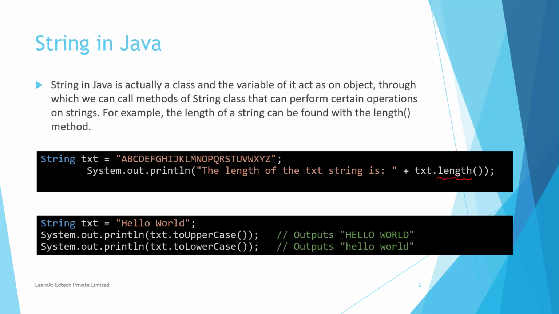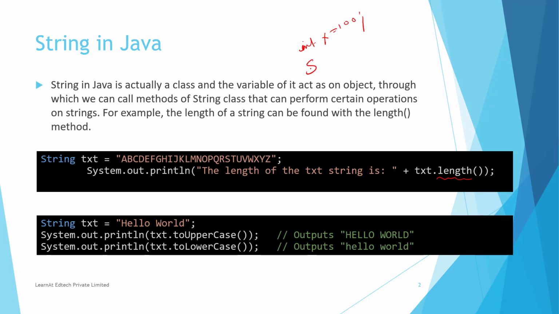It is inside what? Inside the string class. But for using the string class, we do not need to make an object of it. The variable we declare itself acts as an object in the string. Like suppose int x equal to 100. This is how we write.